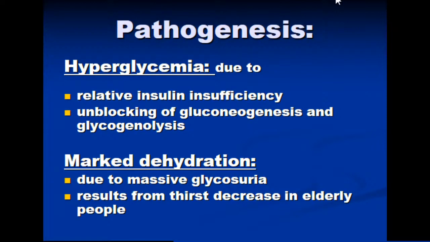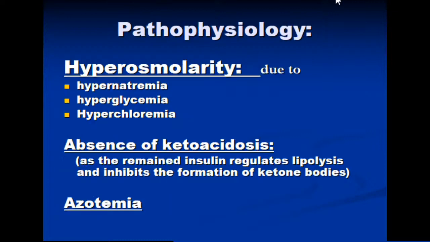Pathogenesis. Hyperglycemia due to relative insulin insufficiency, unblocking of gluconeogenesis and glycogenolysis. Marked dehydration due to massive glycosuria results from thirst decrease in elderly people. Hyperosmolarity due to hypernatremia, hyperglycemia, hyperchloremia, absence of ketoacidosis, and sometimes azotemia appears.